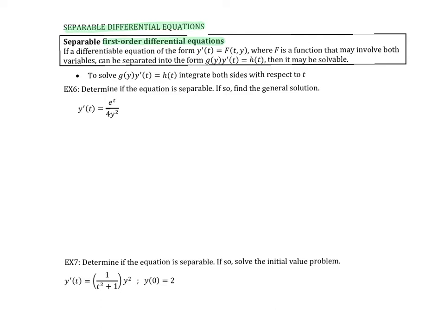So a separable first order differential equation is just a differential equation y prime equal to some function, where that function may involve both variables, x or t and y, but as long as we can separate it and bring all the y's to the left-hand side and all the t's to the right-hand side, then it may be solvable. And the way we're going to solve it is the method we used in the very beginning when we integrated both sides. So if you can take a differential equation, stick all the y's on one side, all the t's or x or whatever variable we're talking about on the other side, then you can just simply integrate both sides.